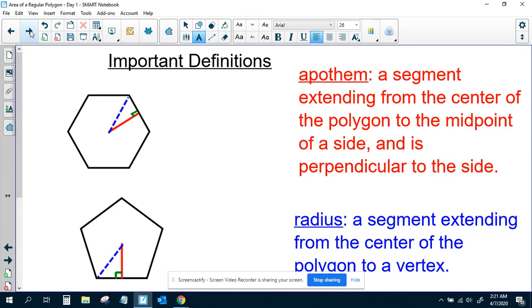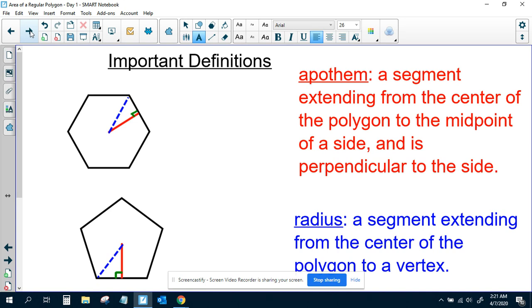So what is it that we are going to need? Well, there are a couple of definitions that we need to make sure we understand. The first one is called the apothem. The apothem is a segment that extends from the center of the polygon to the midpoint of a side, and it's also perpendicular to that side. So in both of these figures, that red line is the apothem. It starts at the center, goes to the midpoint of a side, and is perpendicular to that side.